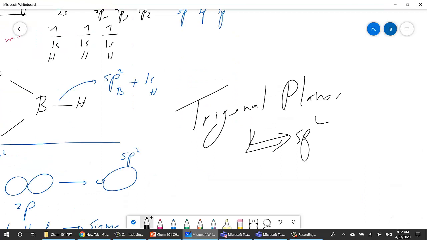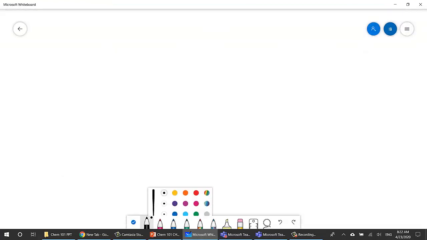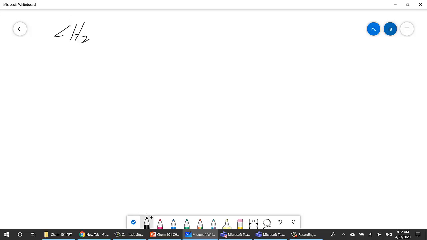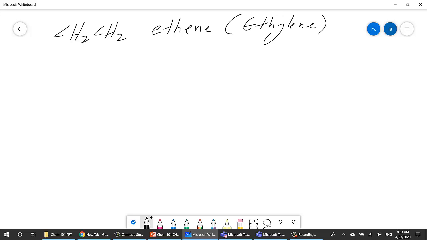Now, there's a molecule that is called ethene, C2H4. This is not ethene. This is not ethane. This is ethene. Okay, or ethylene they call it. Common name is ethylene or ethene.